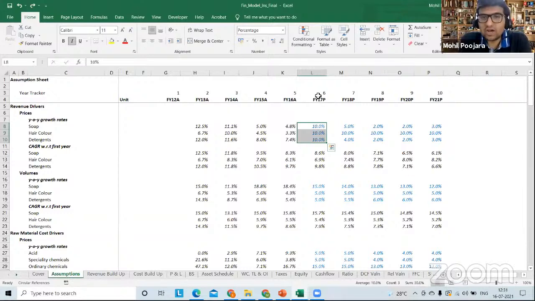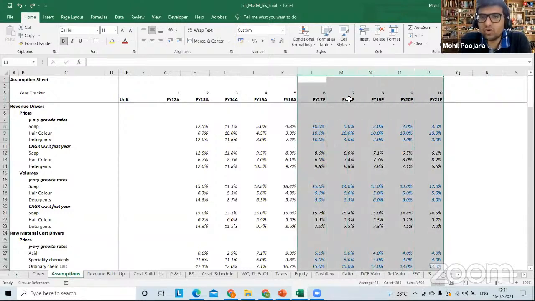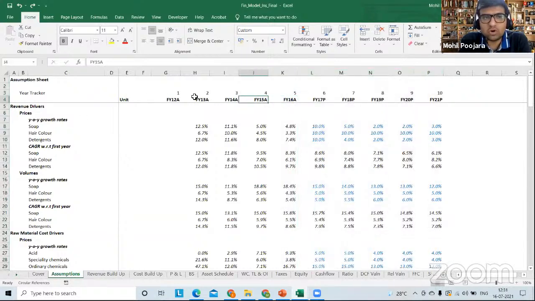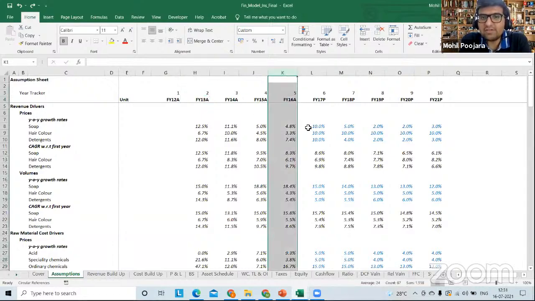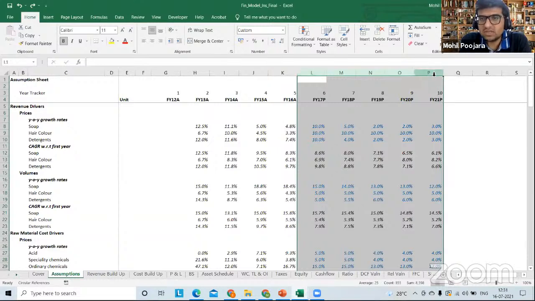When we do our forecasting, we forecast for the future. All right. We have actuals. For example, this is a model that we built for a private equity company in 2016. So we had actuals until 2016. After 2016, we forecast numbers. These numbers that we forecast.